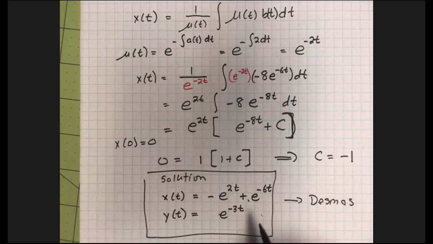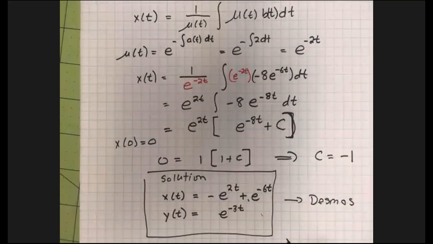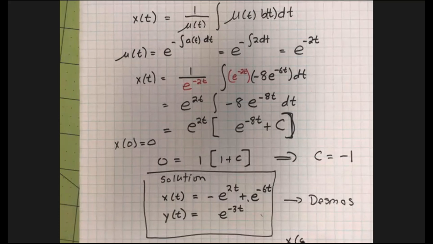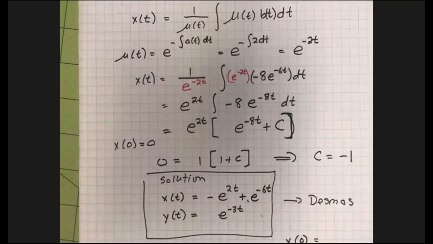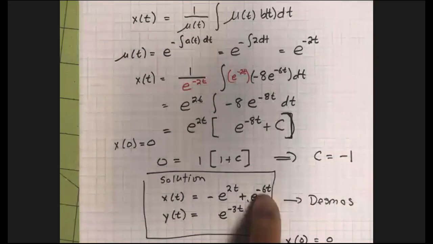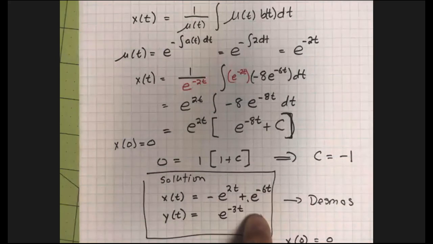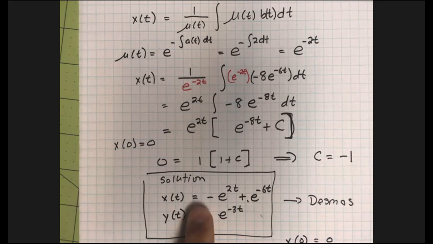Now, by the way, these two solutions clearly meet the initial condition. If t is 0 in here, you get 0 and you get 1. That does not mean they solve the problem. I'd actually have to insert these into the original problem to verify that. And I can do that because it's not hard to differentiate exponentials.